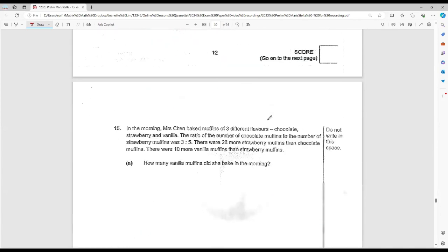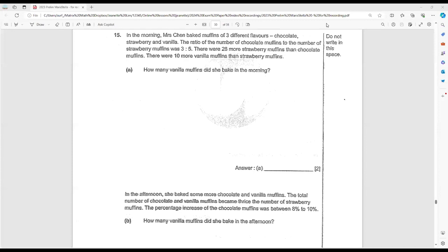Okay, let's look at the next one. Question 15. In the morning, Mrs. Chen baked muffins of 3 different flavors: chocolate, strawberry, and vanilla. The ratio of the number of chocolate muffins to the number of strawberry muffins was 3:5. There were 28 more strawberry muffins than chocolate muffins. There were 10 more vanilla muffins than strawberry muffins. For part A, how many vanilla muffins did she bake in the morning?